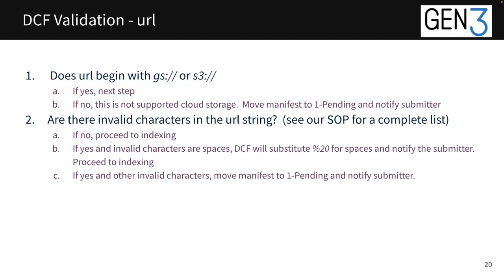We next check whether there are invalid characters in the URL string. We have a complete list in our SOP for invalid characters. If we don't find any, we proceed to indexing. If we do find invalid characters and they are spaces, DCF will contact the submitter, but we can also do an escape 20 substitution for spaces to get the indexing completed quickly. If we find other invalid characters in the URL string, we'll move the manifest to pending and notify the submitter.